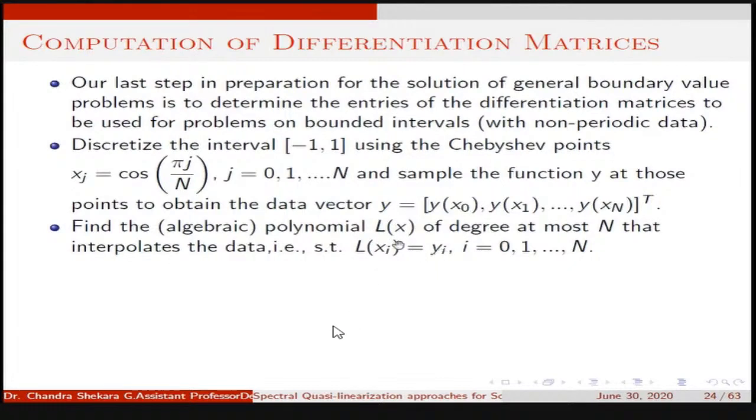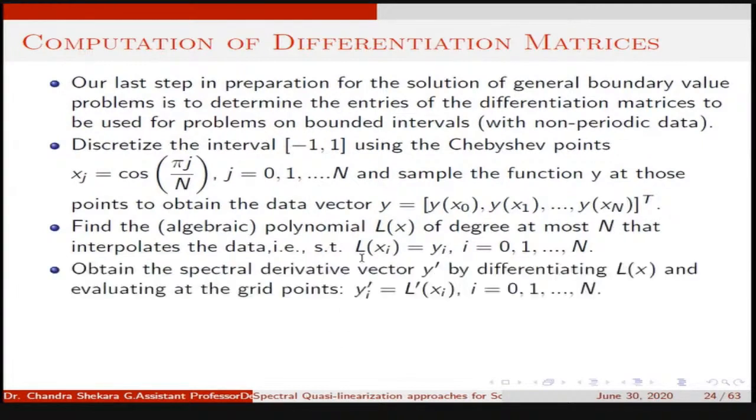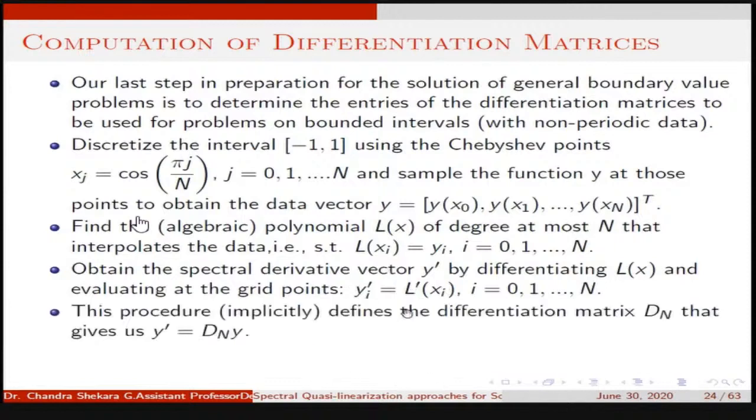So this is the polynomial of degree at most n, and it is called Lagrange's polynomial. Then to obtain this spectral differentiation matrix, you just differentiate this Lagrange's polynomial, whatever we get after interpolating it. Differentiating that, we can say that y dash is equal to L dash. Using this relation, one can define what is called the differentiation matrix. So we can say that y dash is equal to D_n of y.